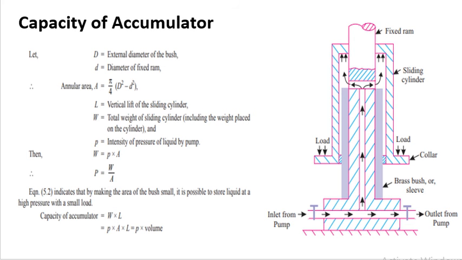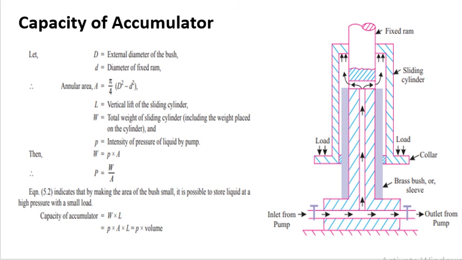Passages for liquid to enter and leave the unit are provided in the fixed ram. This is the inlet from the pump, and this is the outlet, connected to the inlet and outlet pipes. So the liquid supplied from the pump enters the cylinder through the central vertical hole provided in the fixed ram and causes the loaded cylinder to move upward, thus storing the hydraulic energy. When the liquid is drawn by the machine from the accumulator, the liquid leaves the cylinder through the same central hole. This central hole is used for filling and leaving the liquid.